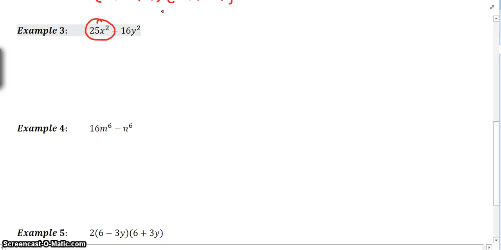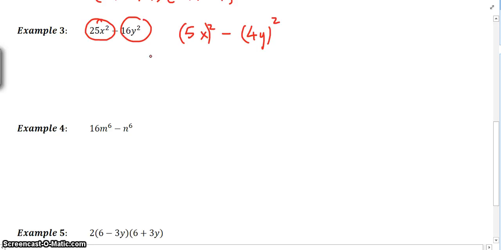Yep, there we go. So, what's another way of writing 25x squared? We can write that as (5x) squared, all of that in brackets. And what's another way of writing 16y squared? We can write that as (4y) in brackets, squared. Because if you square the 4, you get 16. If you square that y, you get y squared.